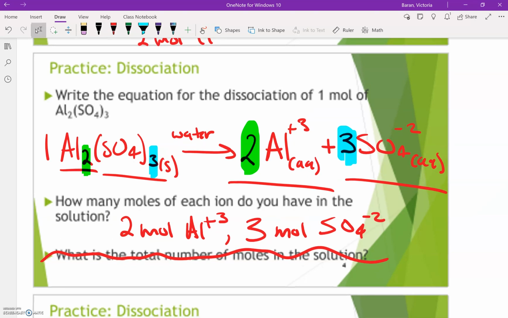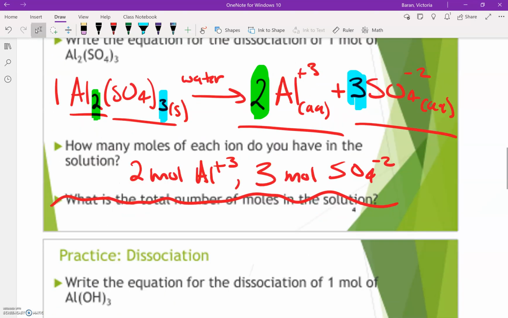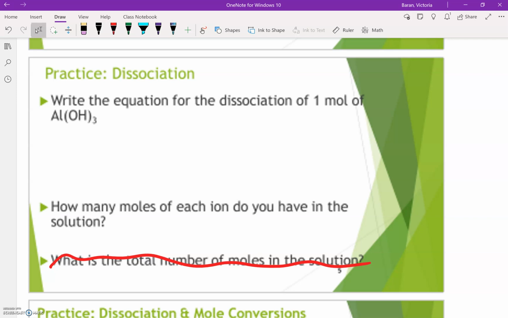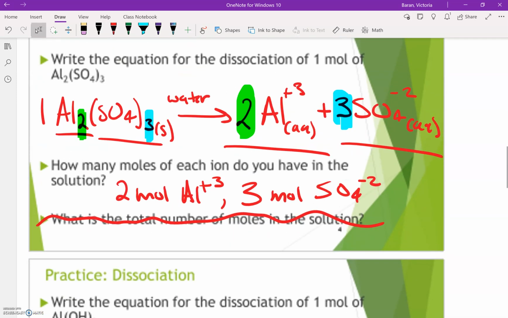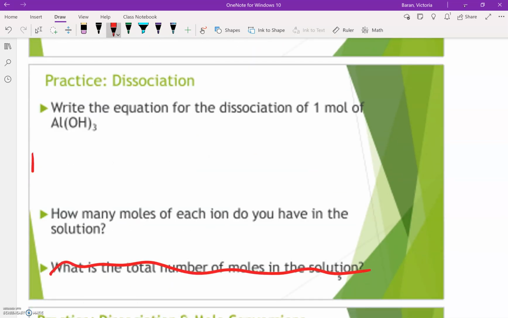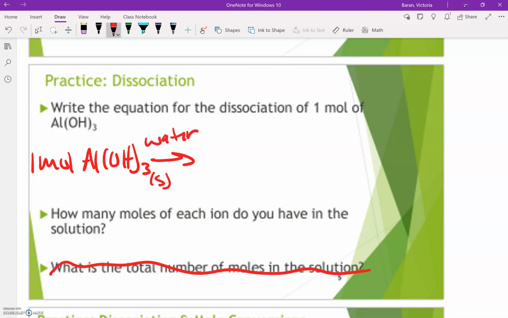Okay. Do another example. Again, I'm going to cross that off. So again, just like we did up here, very similar, you would dissociate. So you would start with 1 mole. In this case, they gave us Al(OH)3. And this would be something solid that we would place into water that would dissociate and dissolve.